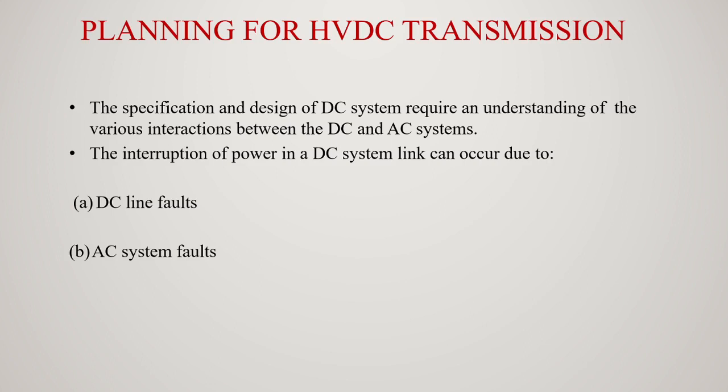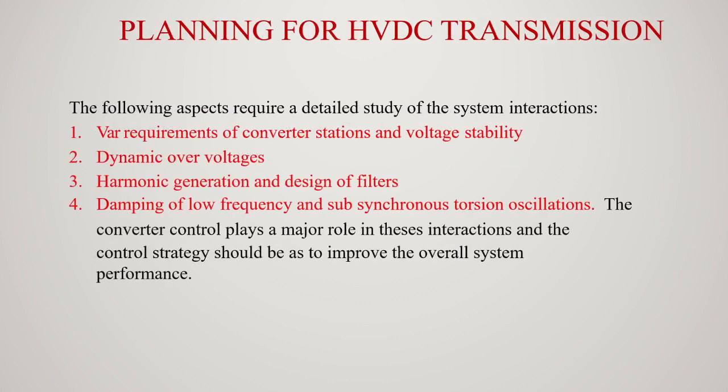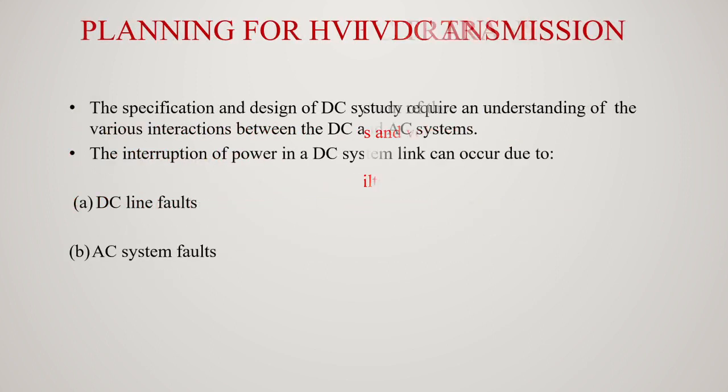Okay students. The specifications and design of a DC system will require understanding of various interconnections between the DC and AC systems. Interruption or reduction of power in a DC link can occur due to DC line faults and AC system faults. The speed of recovery from transient DC line faults is of concern in maintaining the integrity of the overall system. Power flow and stability studies are used in this context.